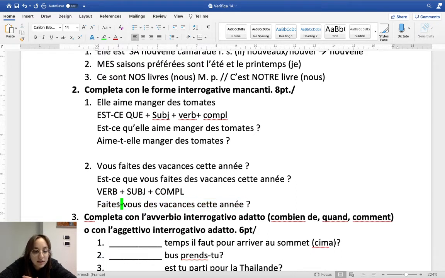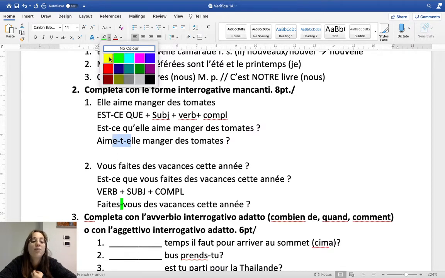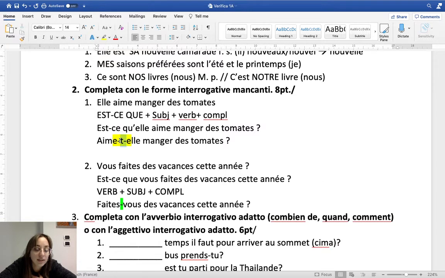You can see here that we have consonants in both verb and the pronoun, but here in this case we have two vowels, so it is important to put a consonant in the middle to make us able to pronounce it, because if we don't have this T in the middle, we wouldn't be able to pronounce our sentence.